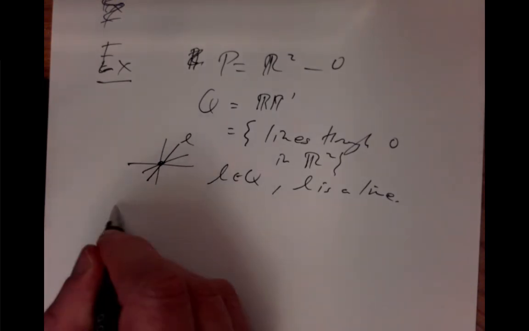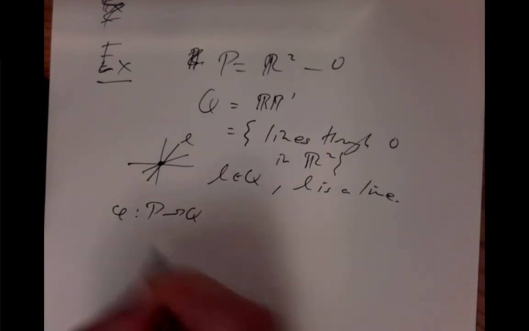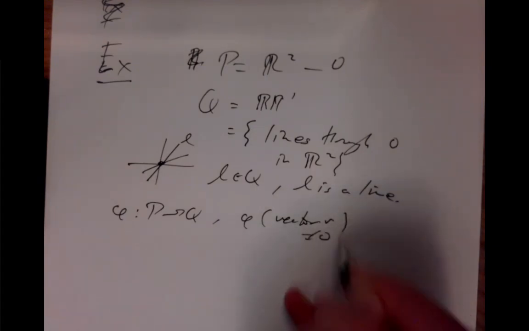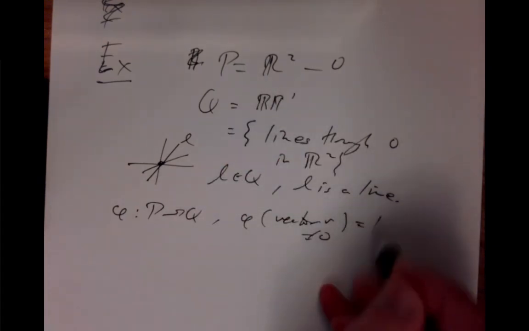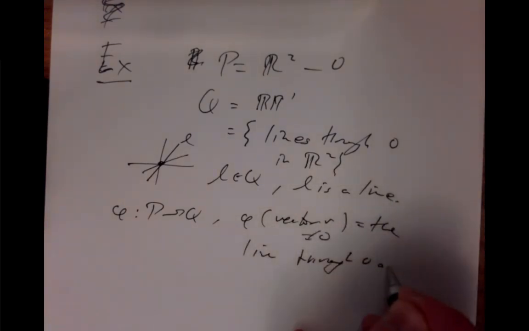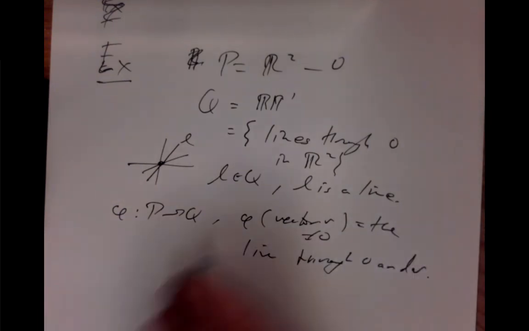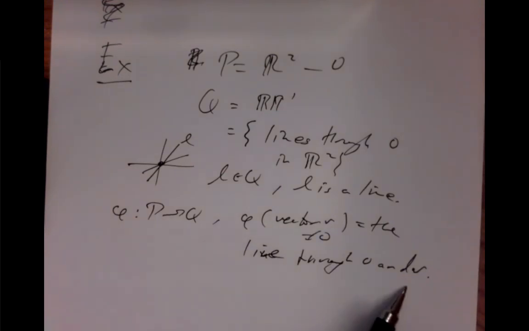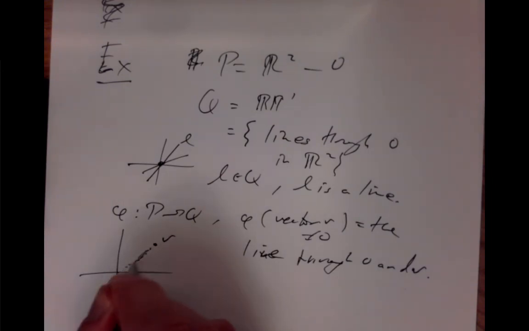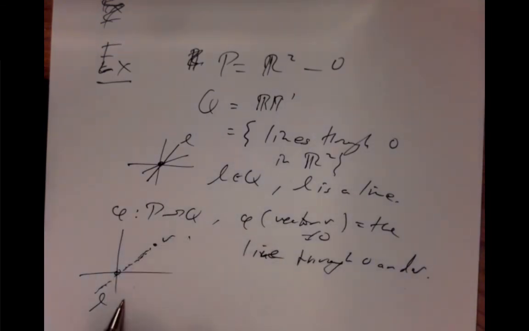Now what we can do is simply define a map phi taking P to Q by the obvious map: phi of a vector V, which is non-zero, because P consists of non-zero vectors, is the line through 0 and that vector. So if you take a vector V, you can find the line through the origin that contains it. That's L. Phi of V is L. So that's the map, and we know that's actually a smooth map.